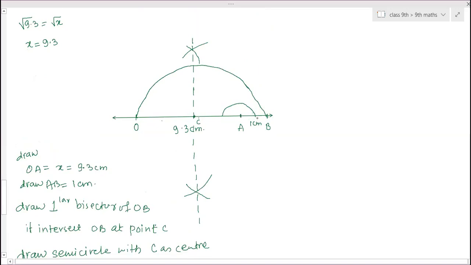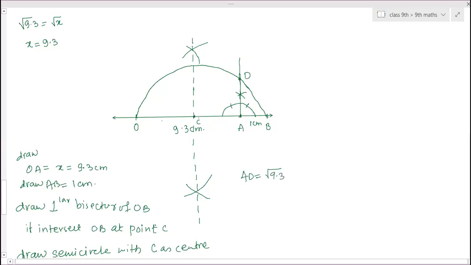Draw one arc at any radius. Keep the compass at the intersection point, cut one arc. Again cut another arc. Then placing the compass at this point, cut one arc. Mark this, intersecting the earlier arc, and then join these two points. Upward, that point of intersection, give the name D. So actually AD is square root of 9.3.